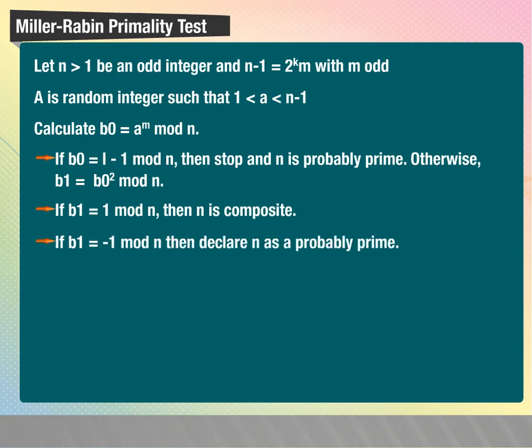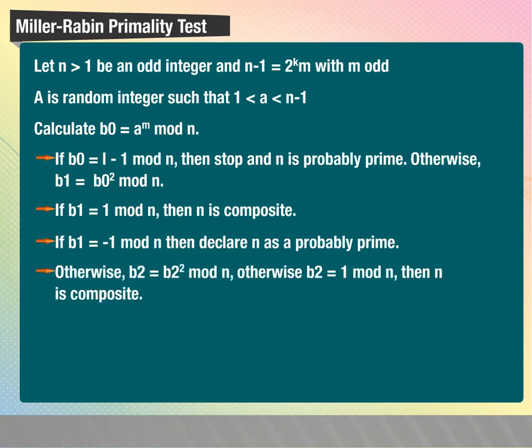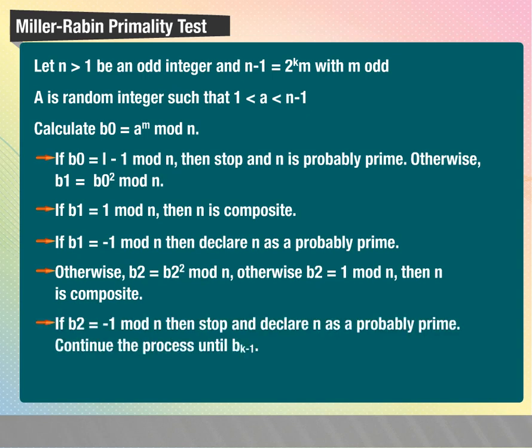If b1 is equal to minus 1 mod n, then declare n as probably prime. Otherwise, b2 is equal to b1^2 mod n. If b2 is equal to 1 mod n, then n is composite. If b2 is equal to minus 1 mod n, then stop and declare n as probably prime. Continue the process until b(k-1).